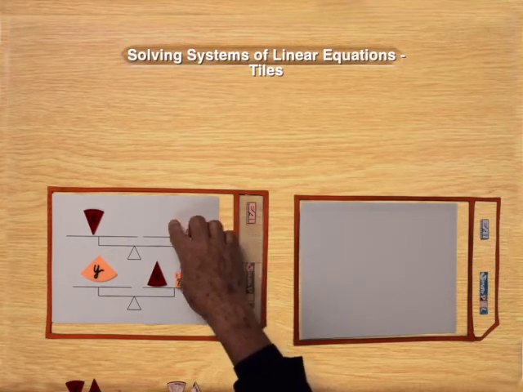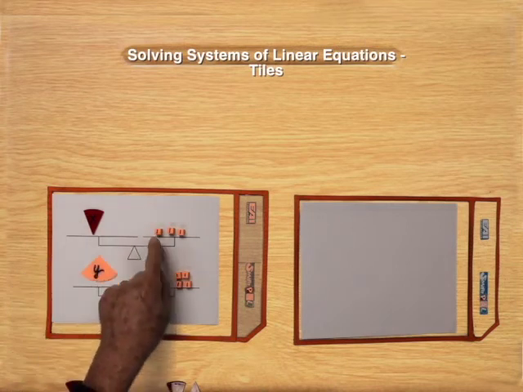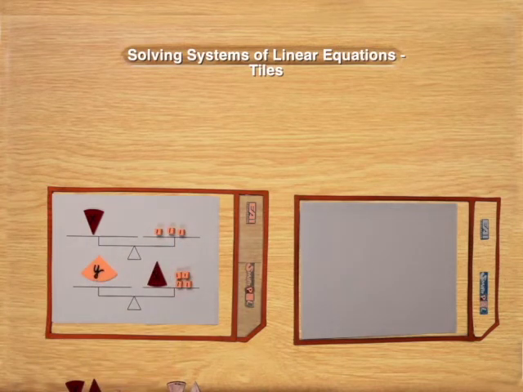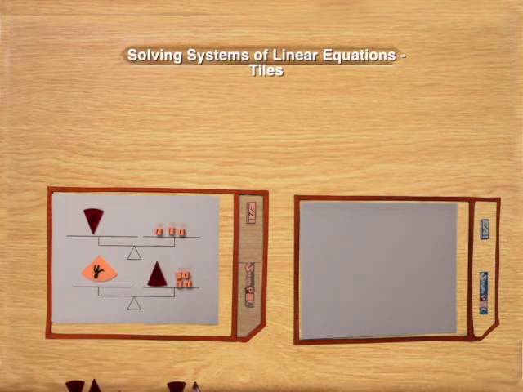So now we see that x balances 3. So one of the parts of our problem is already done. We now know that x is balancing 3. The question is, if x balances 3, what is the value of y?